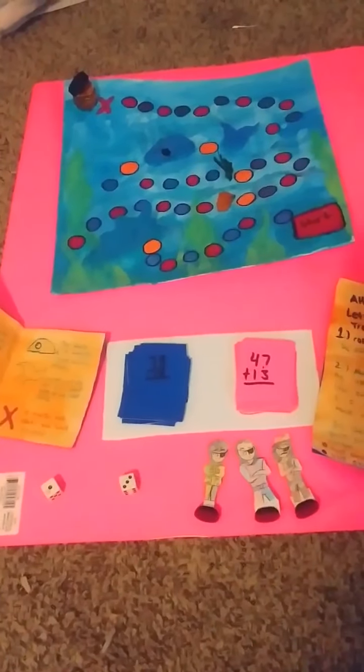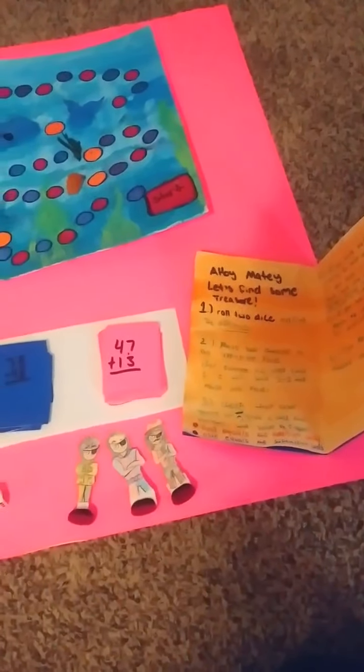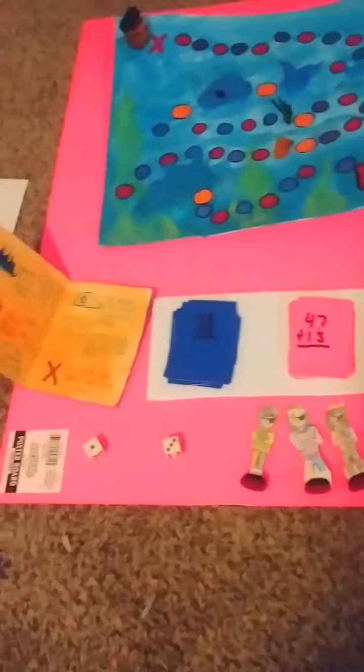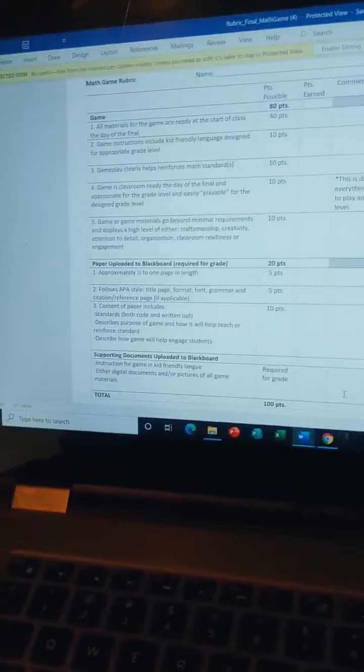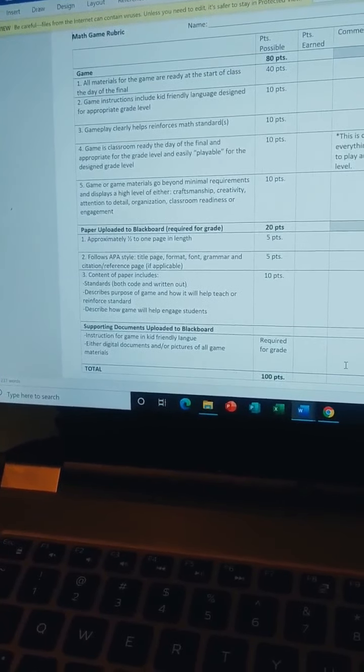Hello everyone, this is Neo Brown, and this is my math board game based upon the standard Demonstrate Fluency of Addition and Subtraction within 100. I have my rubric pulled up right here, and I'm just going to go through the rubric and pinpoint all the things that match it.